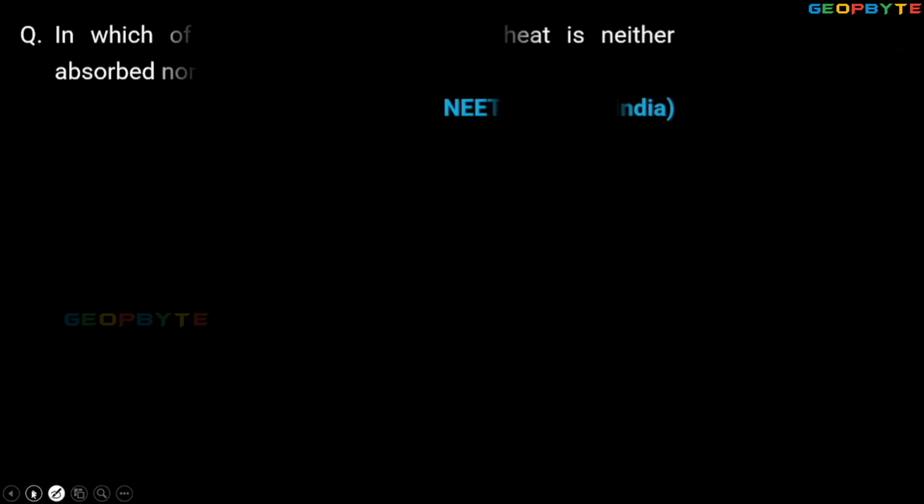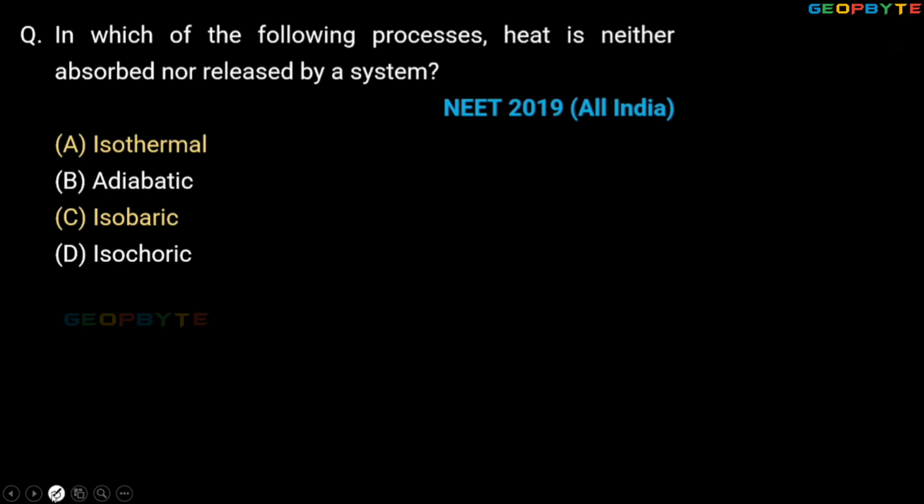Similarly, let us take another important problem. Look at the screen. It is asking like this: in which of the following processes is heat neither absorbed nor released by a system? Only adiabatic system. Adiabatic system means the system in which the heat transfer is zero, or the process in which the heat transfer is zero is called adiabatic process.